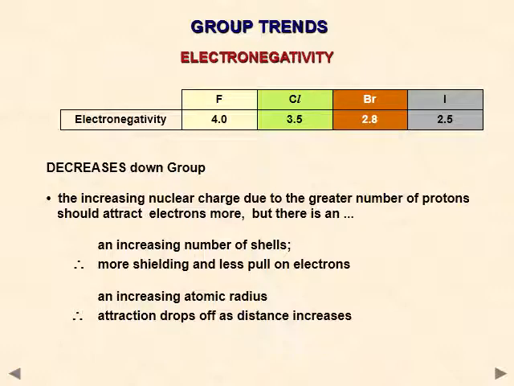Next property is electronegativity. We know that these elements are highly electronegative. Group 17 elements are highly electronegative, and the most electronegative element of the whole periodic table is fluorine. It has the highest electronegativity of 4. Chlorine has 3.0, bromine 2.8 and 2.5 for iodine. You don't need to learn these electronegativities. These will be given in your paper. But why does electronegativity decrease down the group? The reason is increasing number of shells, more shielding and less pull on electrons, and increase in atomic radius as well drops the attraction due to the distance between the nucleus and the valence shell.